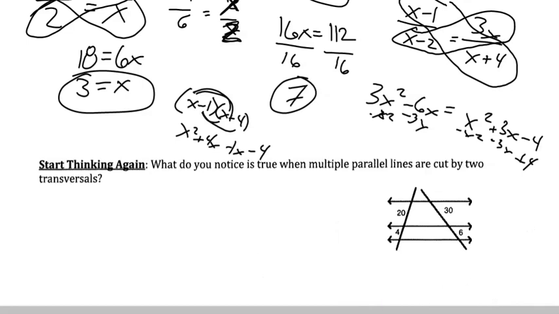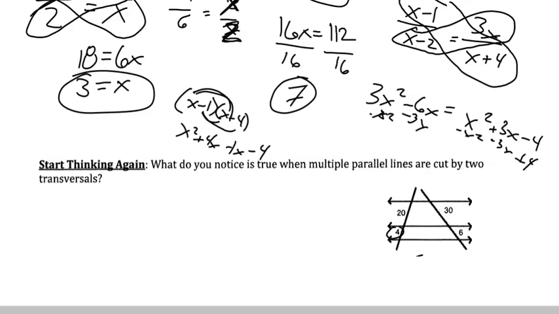All right, let's move on to the next problem. It says, what do you notice is true when multiple lines are cut by two transversals? So this is going to be the same exact thing. There's going to be several ratios and proportions that you can work with. We could do top over bottom equals top over bottom. That will give you the same thing. You can do bottom over bottom equals top over top.